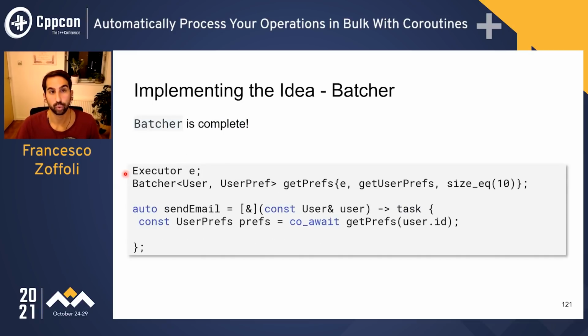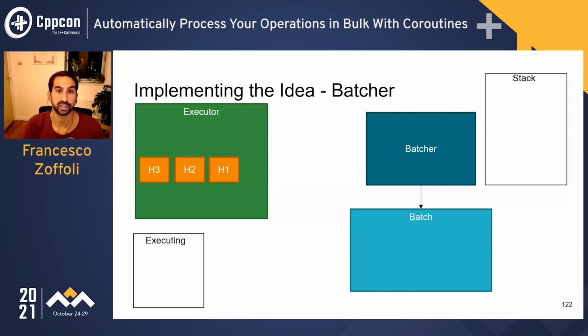We're going to be able to instantiate the executor, create a batcher with the user as an input type and user preferences as an output type, give it a name, and then instantiate it with the executor. Our function is the function which takes a vector of users and returns a vector of user preferences. And size equal is simply a lambda which returns true if the size of the vector is equal to 10. So here we are saying that we want a batch size of 10. Then we are going to have our coroutine, which is going to call co_await on our batcher, passing the user ID.